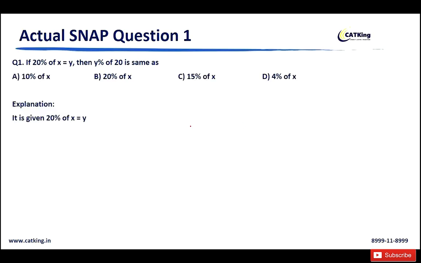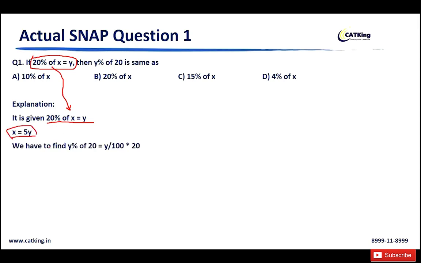So now it is given in the question that 20% of x is equal to y. So let us consider this first part, that is 20% of x is equal to y, that is x is equal to 5y. So 20% is 20 upon 100, and when you solve you get x is equal to 5y.